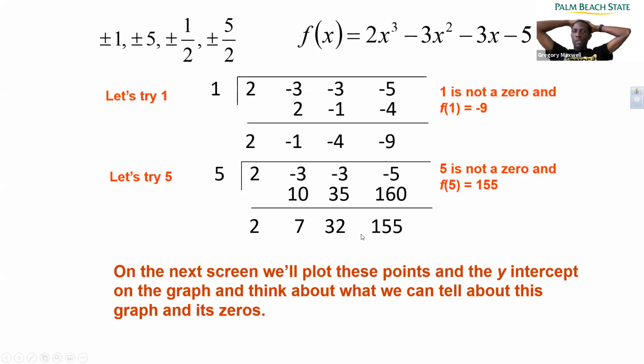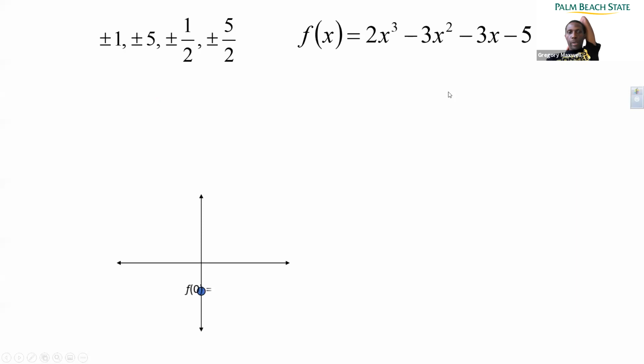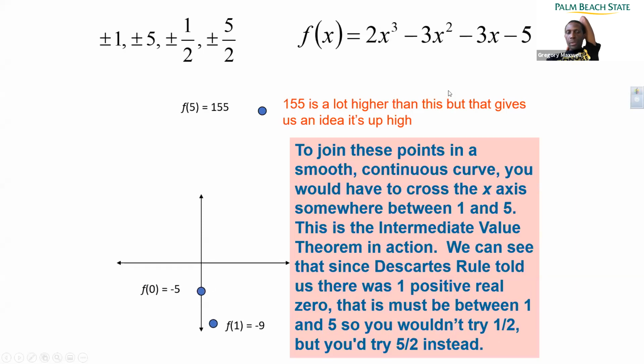But here's something that's interesting. When I plugged in 1, I got a negative answer. And when I plugged in 5, I got a positive answer, which means this graph crosses the x-axis somewhere between 1 and 5. So I'm going to try a number between 1 and 5. We can try 5/2. Turns out when I try 5/2, it works.